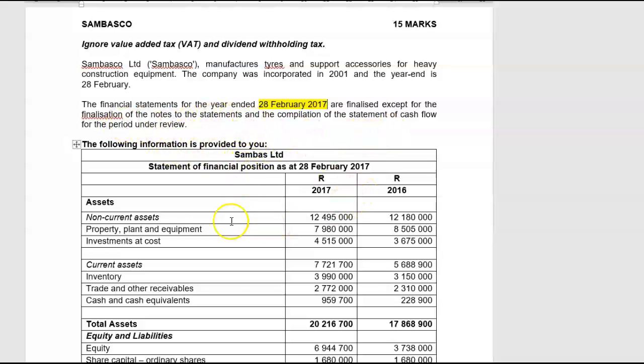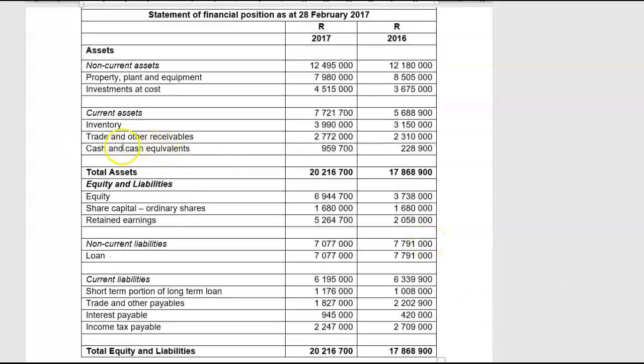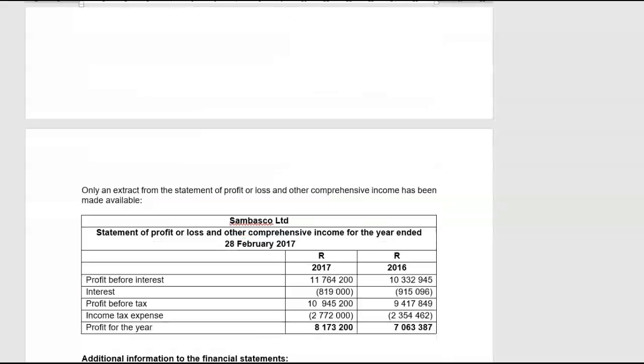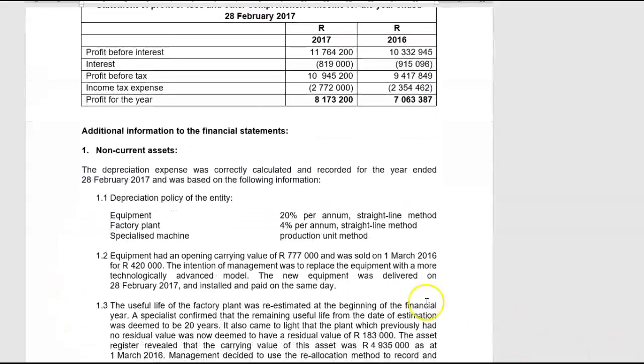Then they give you the statement of financial position: non-current assets, property, plant and equipment and investments; current assets, inventory, trade and receivables, cash and cash equivalents. Equity and liabilities consist out of equity, share capital, retained earnings, loan, short-term portion of the loan, trade and other payables, interest payable, and income tax payable. Also, a short extraction out of the statement of profit or loss: profit before interest, profit before tax, income tax expense, and profit for the year.